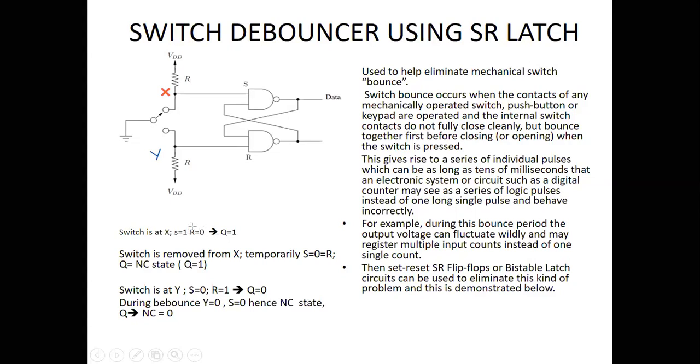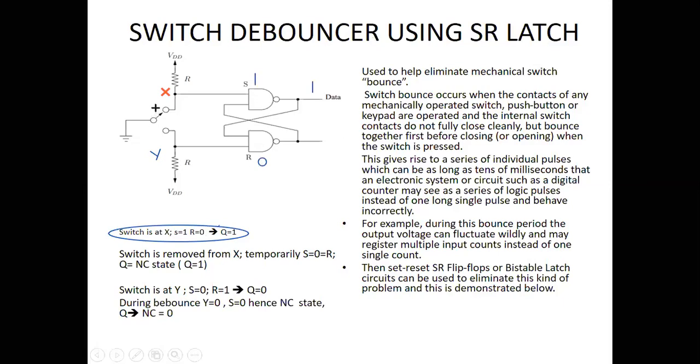Now when my S is equal to 1 and my R is equal to 0, what happens to the output? The output will be equal to 1. So you can see over here the first state. Initially I'm assuming the switch is at X. So S is equal to 1, this value is 1 and this value will be equal to 0. When S is 1, R is 0, what is your output? This output is 1. Okay.